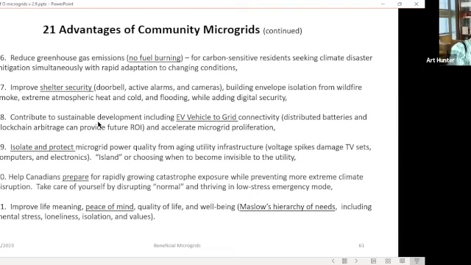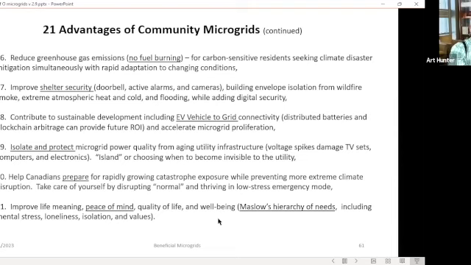Another, number 18, is the EV vehicle to grid. I've talked about that as well, and use of blockchain to accelerate microgrid proliferation. Isolate and protect, number 19, from aging utility infrastructure, and I showed you some of the damages that result, and the ability to island, and you can choose when you want to become visible to the utility, and that's your call.